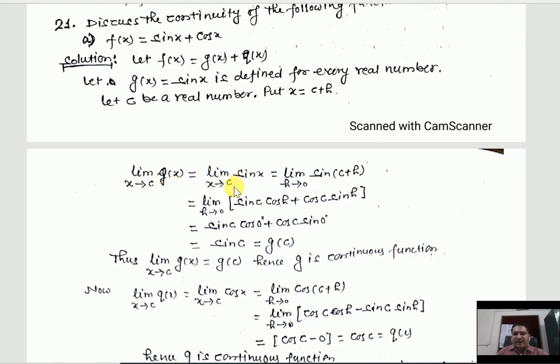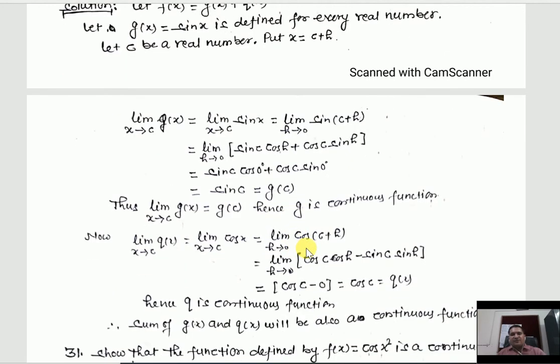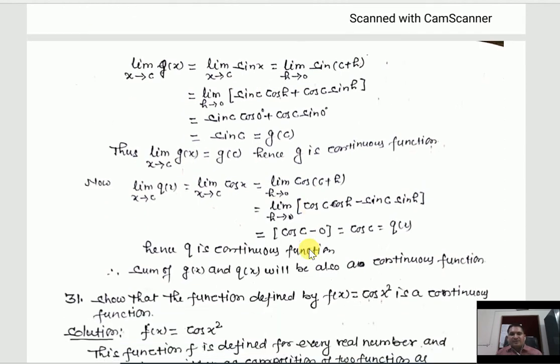So I am taking the left hand limit, right hand limit, sin x, c plus h, I am taking x is equal to c plus h, let c be a real number. Apply the formula sin(a plus b) equals sin a cos b plus cos a sin b, apply the limit, you will get sin c, that is equal to g(c). Hence the function is continuous. Similarly for cos x, this is also continuous, therefore the sum of g(x) and q(x) will also be a continuous function.